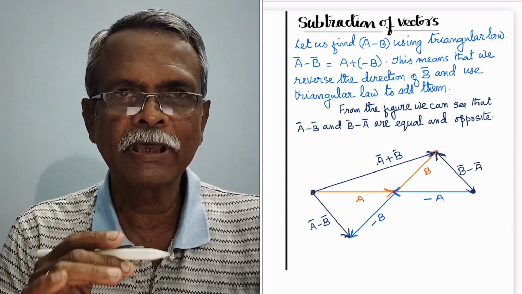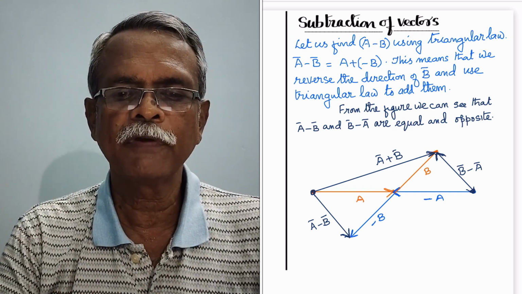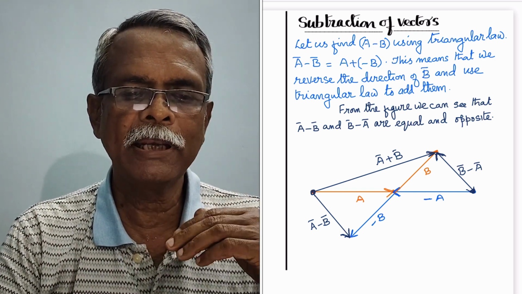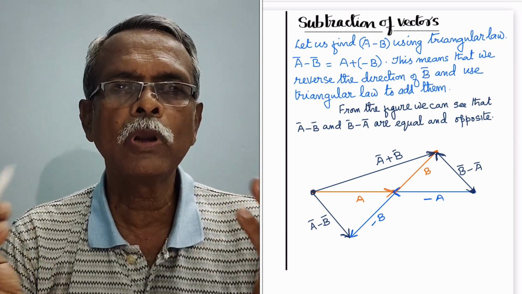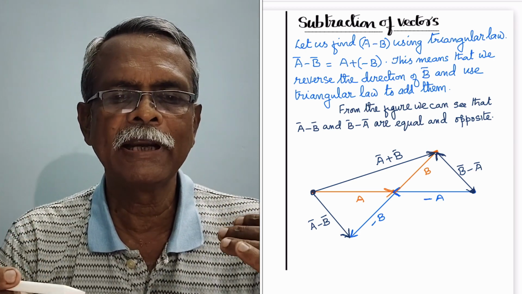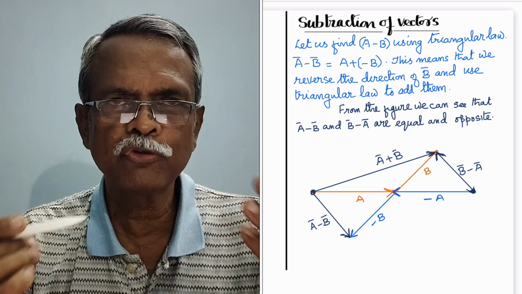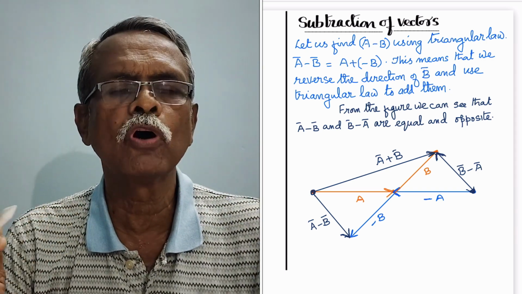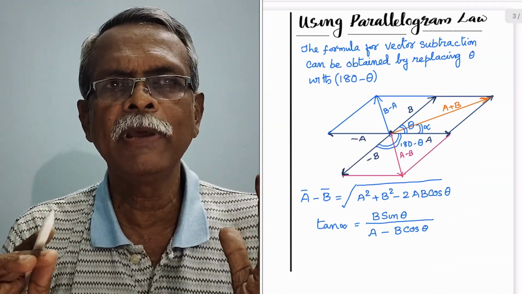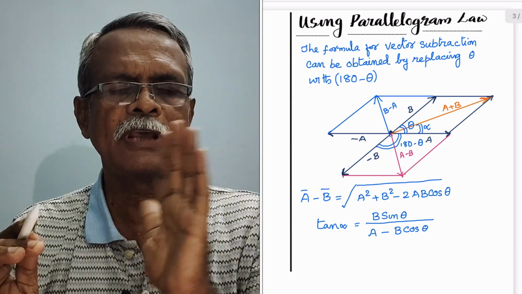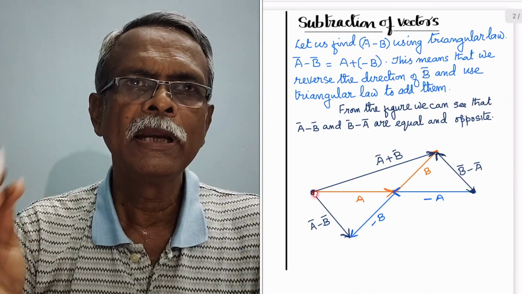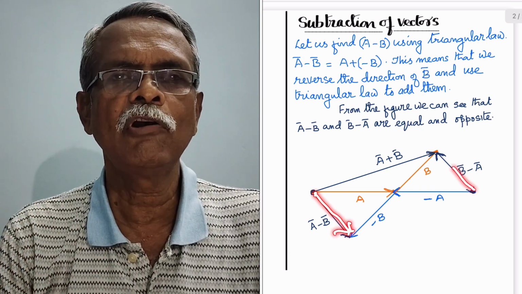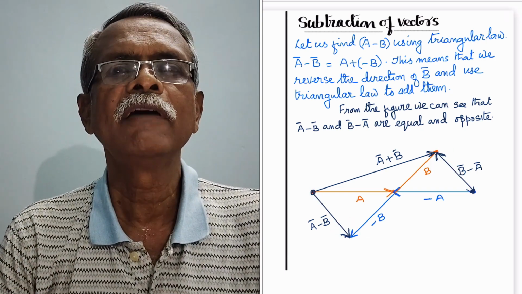And you can see from this previous figure that A minus B and B minus A are equal in magnitude but opposite in direction. Therefore, A minus B will be equal to minus of B minus A. They will be same magnitude vectors. A minus B and B minus A will have same magnitude, but they will be directed opposite. They will be oppositely directed vectors.